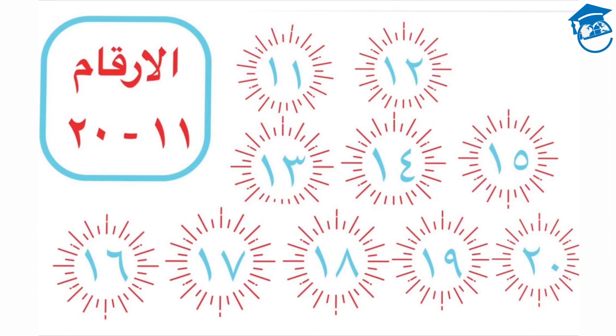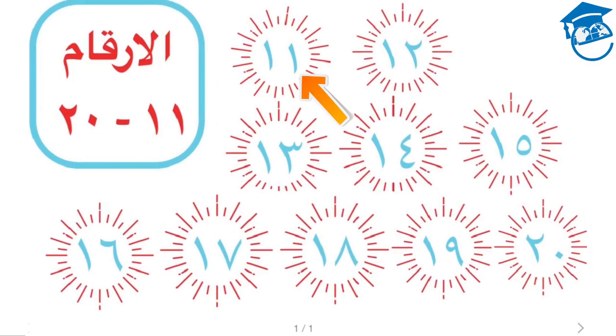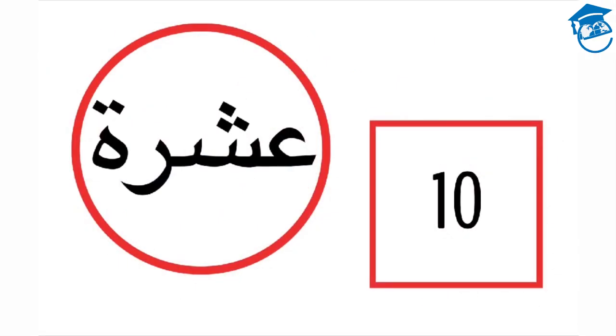Now let's continue with the numbers from 11 to 20. Again, listen and repeat after me. أحد عشر اثنا عشر ثلاثة عشر أربعة عشر خمسة عشر ستة عشر سبعة عشر ثمانية عشر تسعة عشر عشرون.